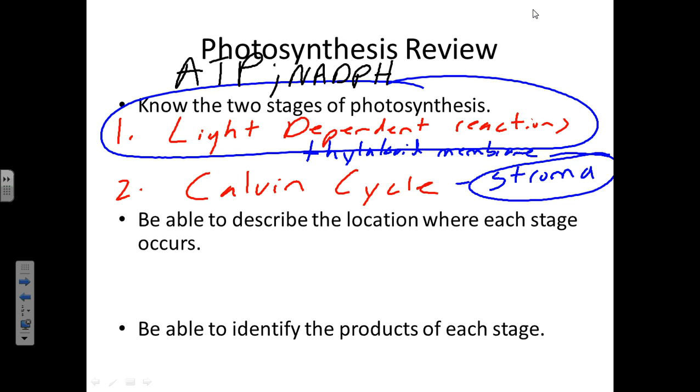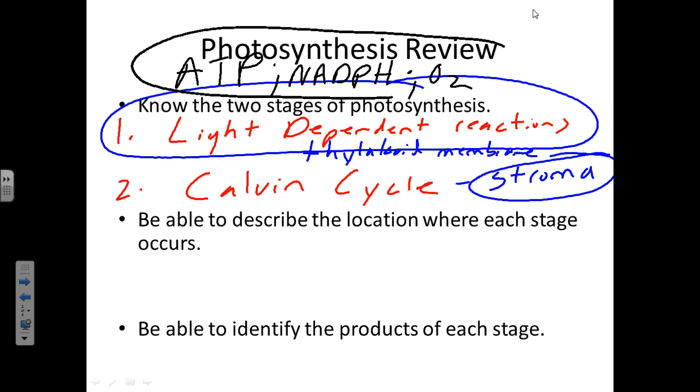One other thing gets made: oxygen gas. And remember that the oxygen gas that gets made is a result of what getting torn apart? Water. So these are the three main things that get made during the first stage of photosynthesis, the light-dependent stage.